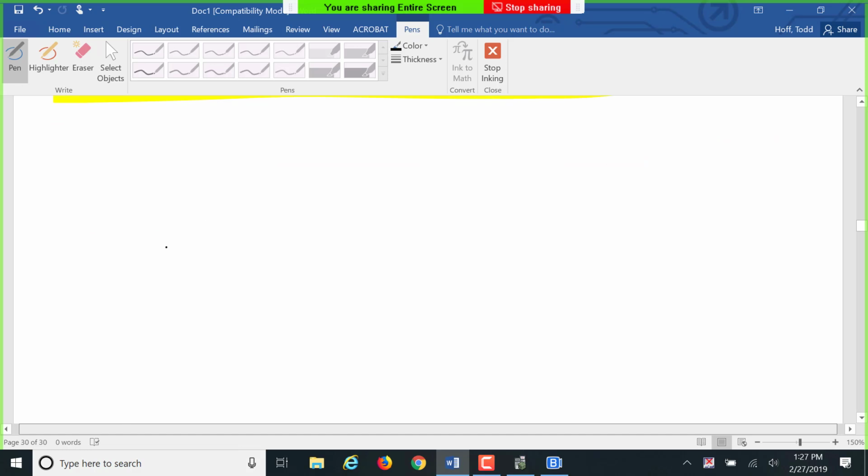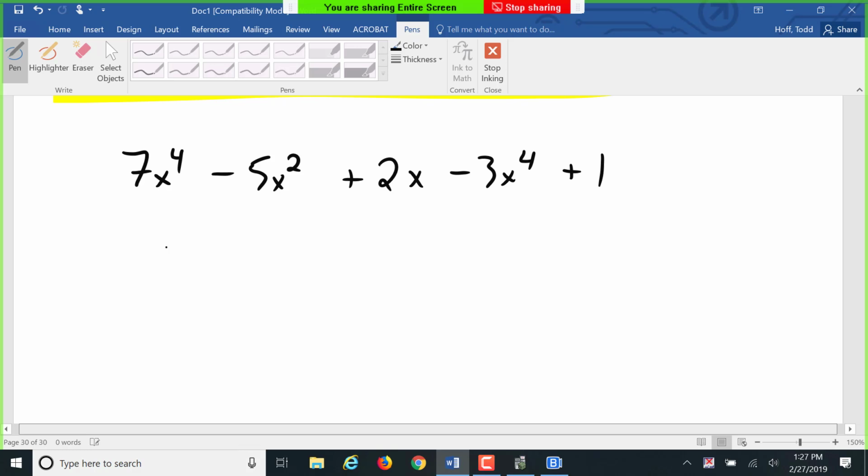Other cases, we may need to reduce a polynomial, combine some digits. We might have 7x to the 4th minus 5x squared plus 2x minus 3x to the 4th plus 1. How many terms does this polynomial have? And be very careful. It is not 5. Why is it not 5 terms?